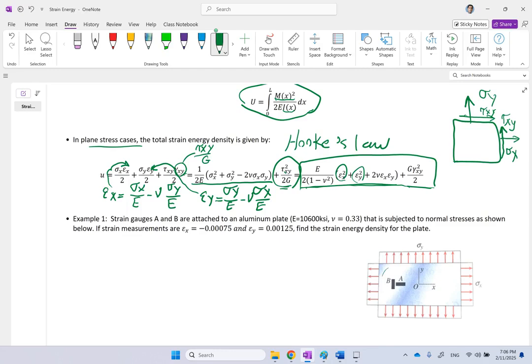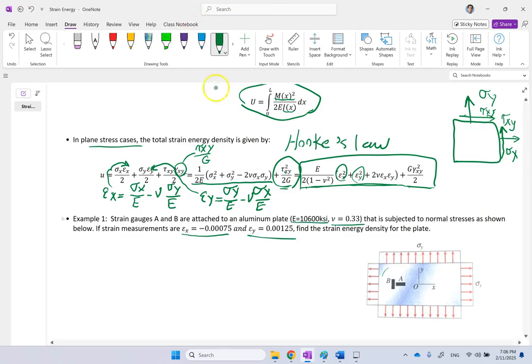So here I have an aluminum plate, and I attach two strain gauges, A and B. A measures a strain along X, B measures a strain along Y. And the values they recorded are these two numbers. Now the plate does not have any shear strain or stress in it. And for aluminum, the Young modulus and the Poisson's ratio are these numbers.